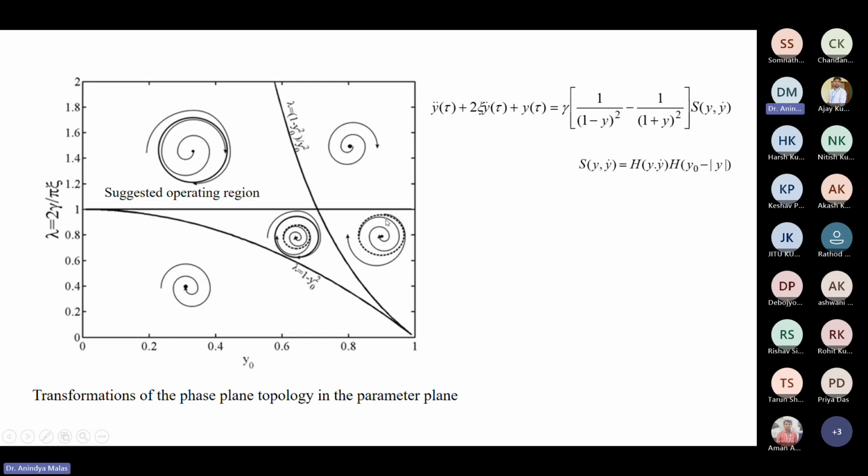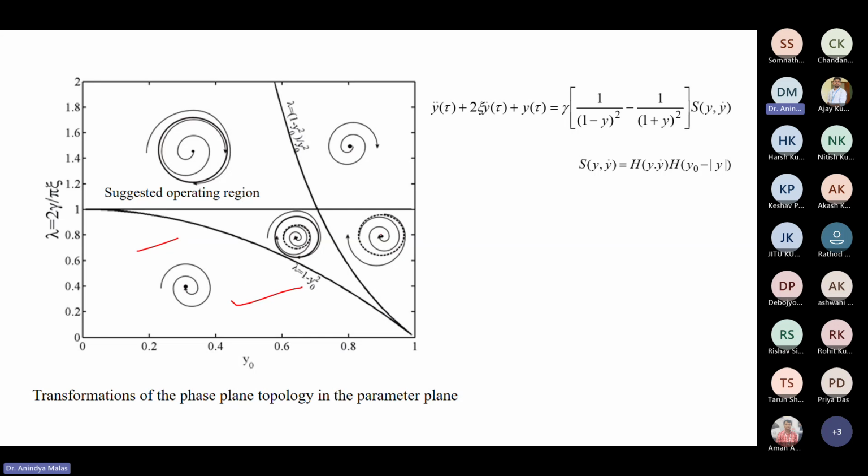Here you can see so many possibilities. If you select within this region, then you can see there will be no oscillation. It is going to static equilibrium. That means if you provide these values of the parameters, then there will be no oscillation. The system will not resonate.